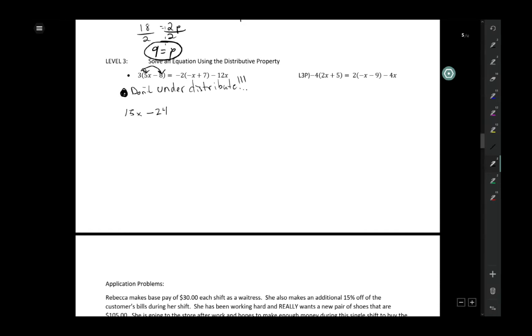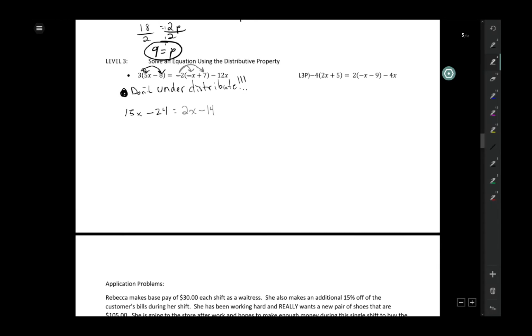Now here's the little difference here. Let's use a different color. -2 times -x. Take it slow. That gives us +2x. Well, what happened to the negative, Mr. D? Well, notice we have a negative times a negative. Okay, so it becomes a +2x. Also, -2 times +7. Here we have a -2 times +7, -14.